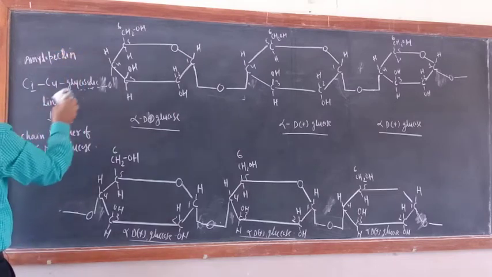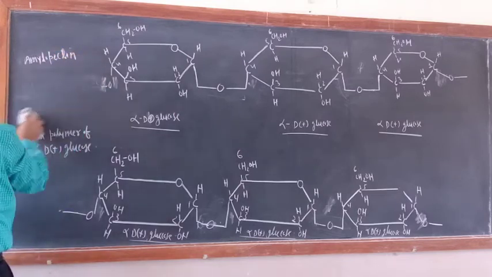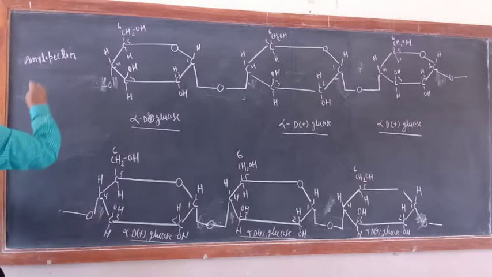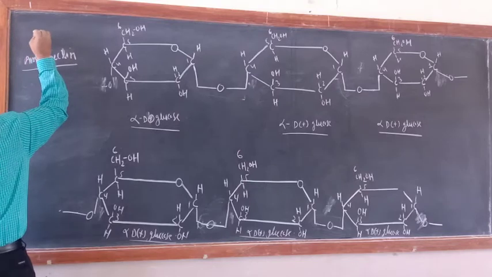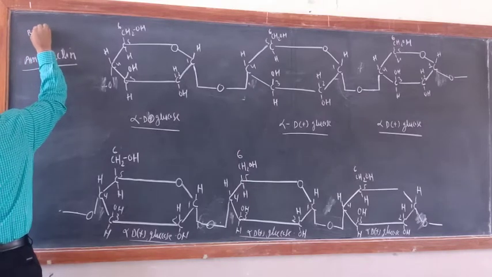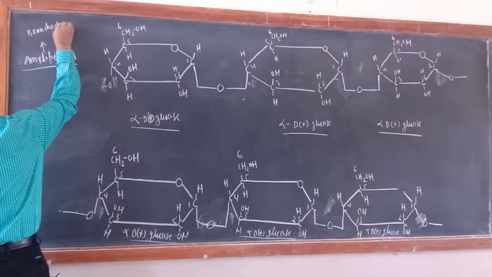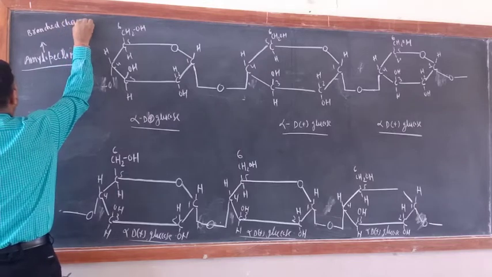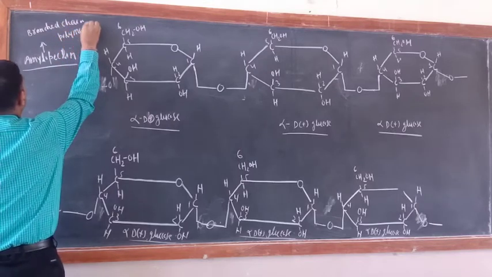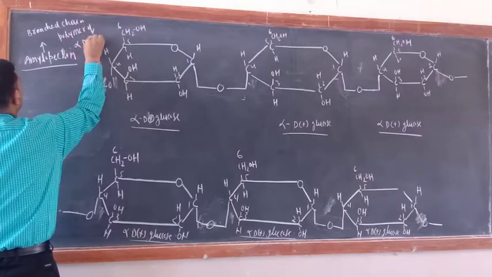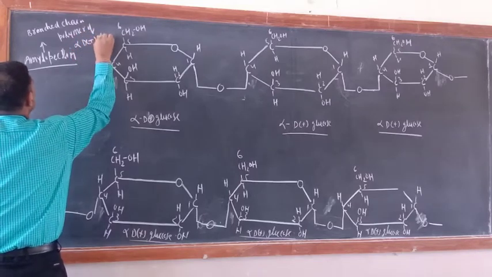In amylopectin, how many kinds of glycosidic linkage are there? Amylopectin is also a branched chain polymer of alpha D positive glucose.